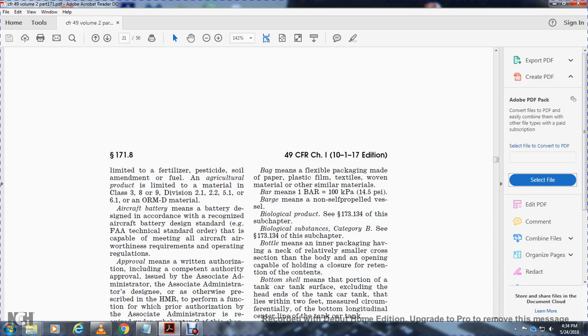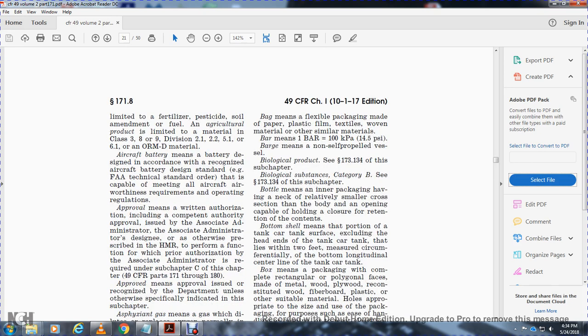All right, aircraft battery means a battery designed for airplanes and recognized with an aircraft battery design, e.g., FAA technical standards order, capable of meeting all aircraft airworthiness requirements and operating approval. Approval means a written authorization, including competent authority approval, from the Associate Administrator or the Associate Administrator's designee, or otherwise prescribed in the hazardous material regulations, with proper authorization by the Associate Administrator as required under subchapter C of this chapter.